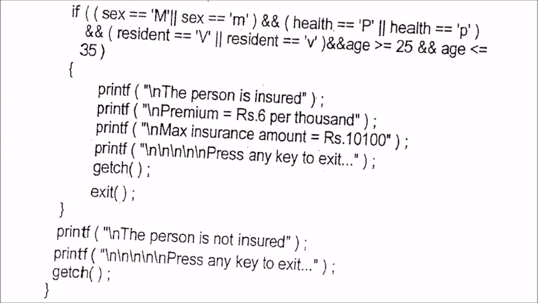Then we come out. We again give one more condition, that is sex is male, health is poor and he lives in village. Age is between 25 and 35. We say person is insured, 6 per thousand, maximum 10,000, and we come out. The person is not insured otherwise, and then we come out.